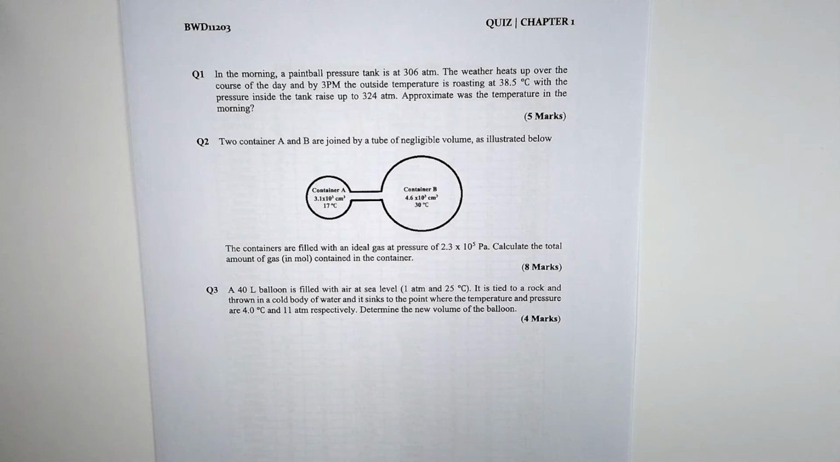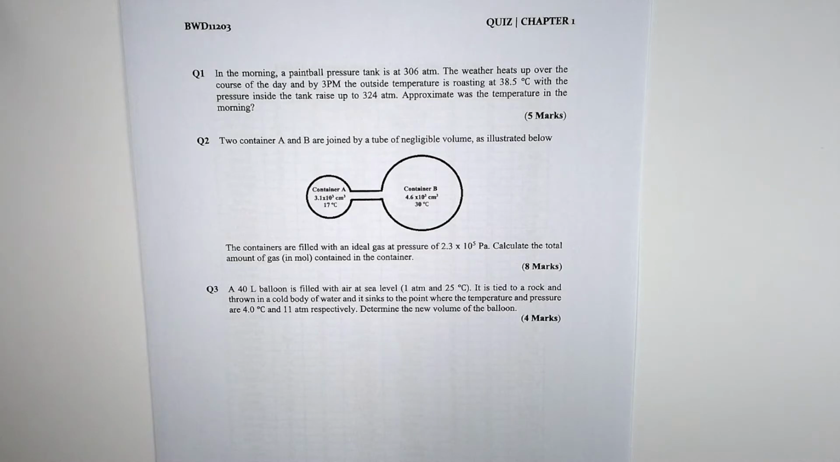The first question: in the morning, a paintball pressure tank is at 306 atm. The weather heats up over the course of the day. By 3 p.m., the outside temperature is roasting at 38.5 degrees Celsius, with pressure inside the tank raised up to 324 atm. Approximate what was the temperature in the morning.